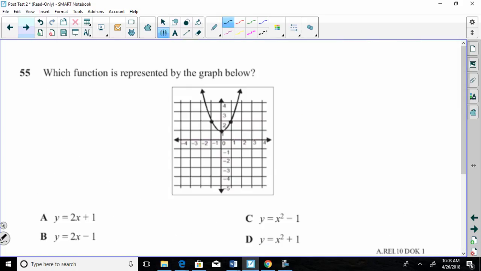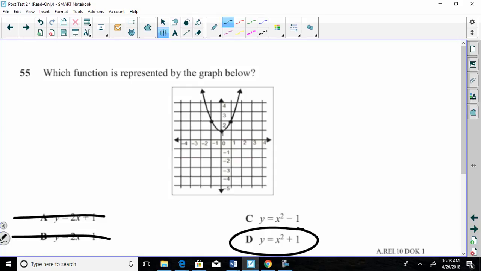All right. First of all, what shape is that? Parabola, which means it's what type of function? Quadratic. Which ones are not quadratic here? A and B, they're linear. So, remember, this constant is always your y-intercept. So what is the y-intercept here? Positive 1. So which one has a positive 1?